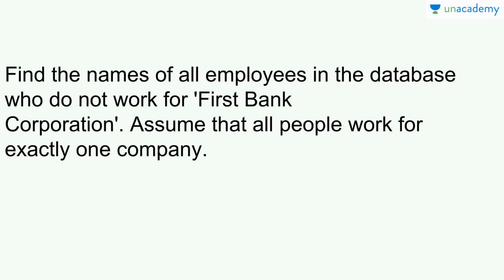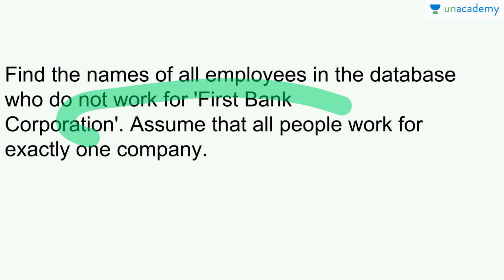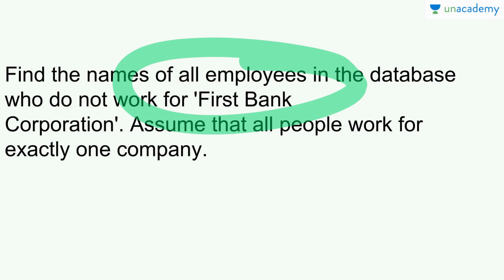The question is, find the name of all the employees in the database who do not work for this company. Okay, and assume that a person works for exactly one company. A person cannot work in 2 companies. So we have to ensure that the company name is not equal to this, and we have to give the employee name. So we want company name and employee name. Both could be found in which table?